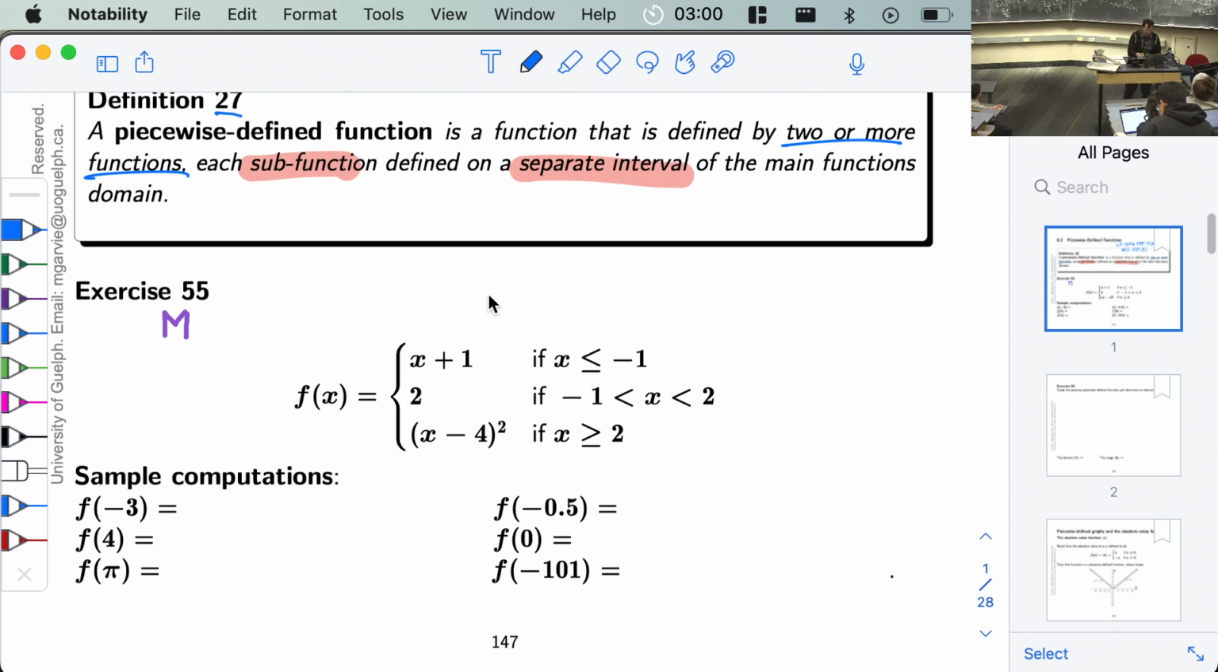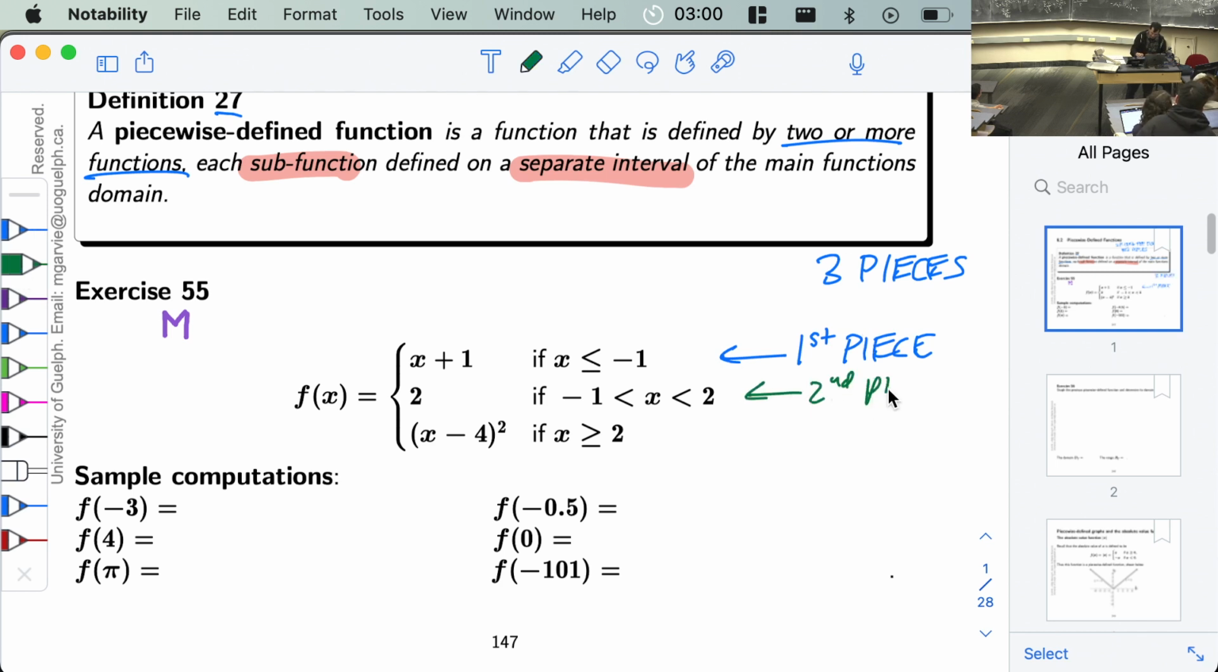We have a function. This function has three pieces. I'm going to call this thing the first piece, the next one the second piece, and the last one the third piece. So this one function f is made of three pieces. It's made of three subfunctions. And depending on what the x value is, you use a different function.